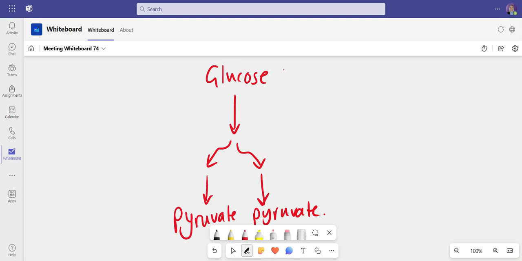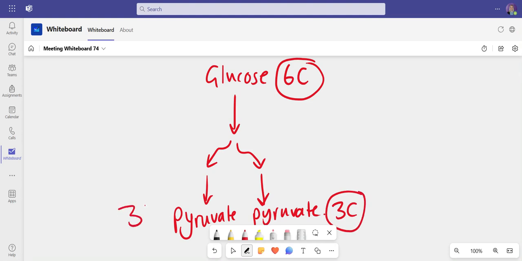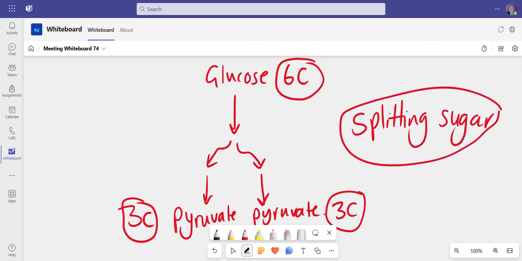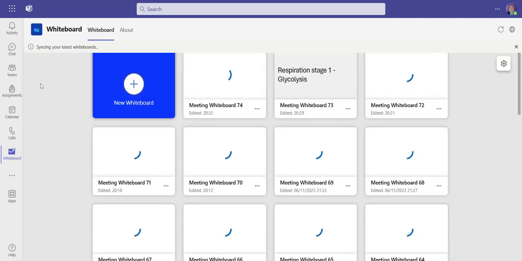If glucose is C6H12O6, then it obviously has 6 carbons. And because we split it in half, the pyruvates that we make are going to have 3 carbons each. So in glycolysis we're splitting a 6 carbon molecule into 2, 3 carbon molecules. Remember, it means splitting sugar. The sugar we're going to split is glucose, from one 6 carbon molecule into 2 molecules that are 3 carbons each.